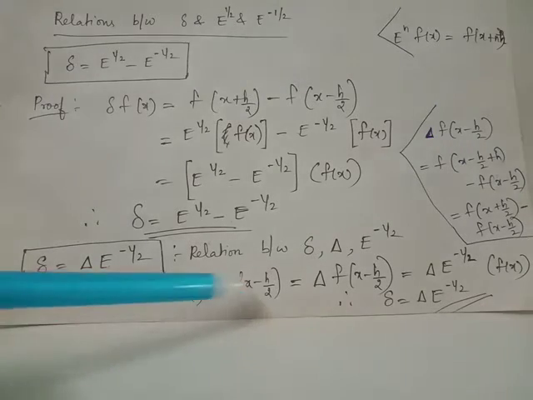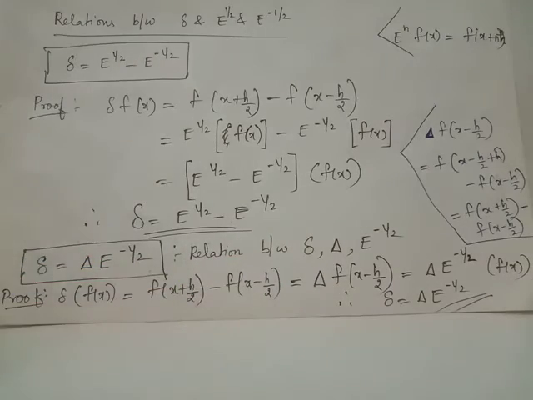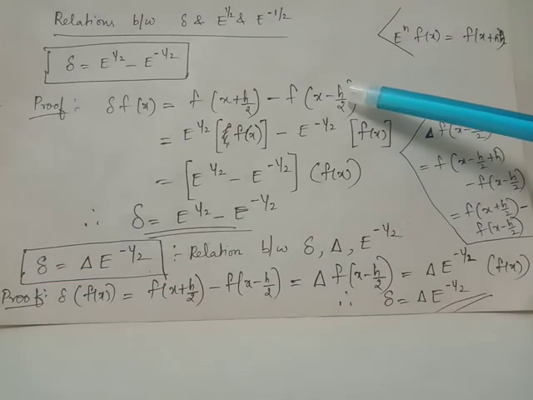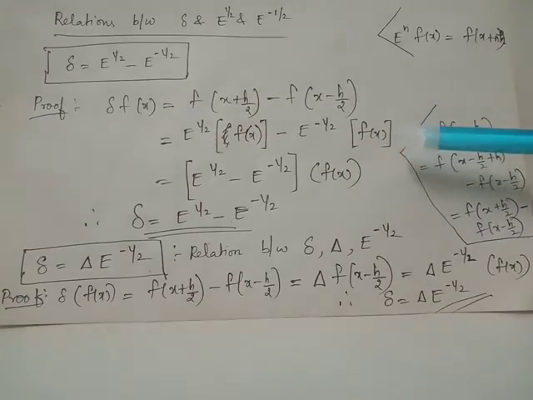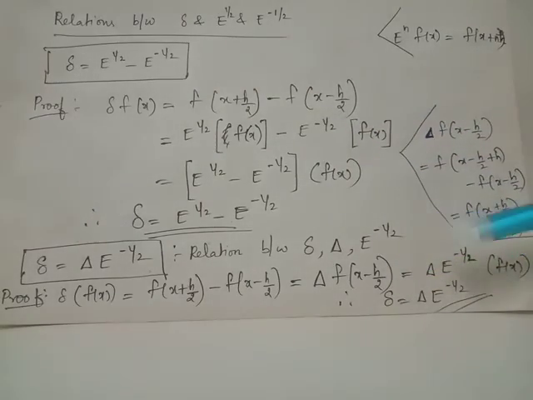So, this can also be written in this way. We have discussed that f of x minus h by 2 can be written as E raised to negative 1 by 2 acting on f of x. Thus, you have this expression written as the forward difference operator multiplied by E raised to negative 1 by 2 acting on input f of x.